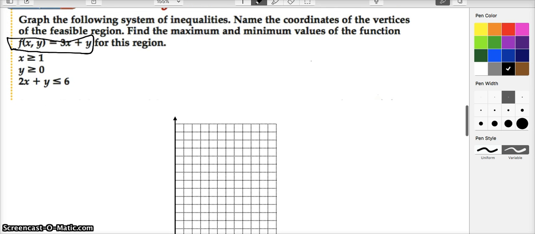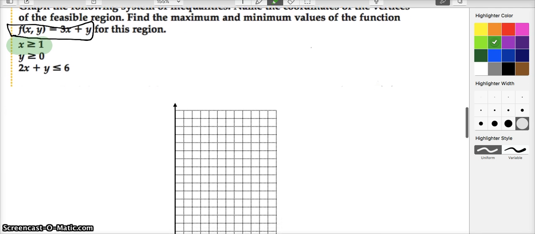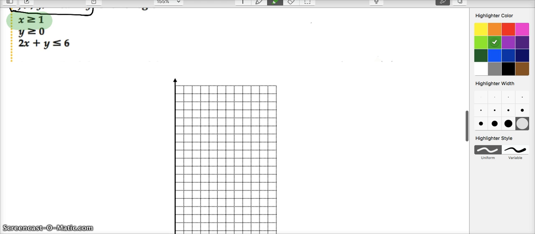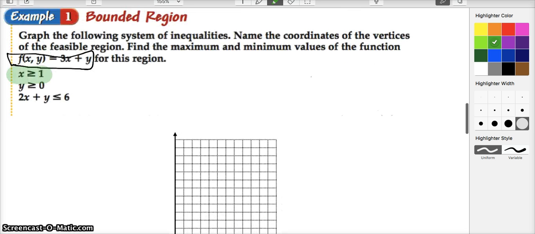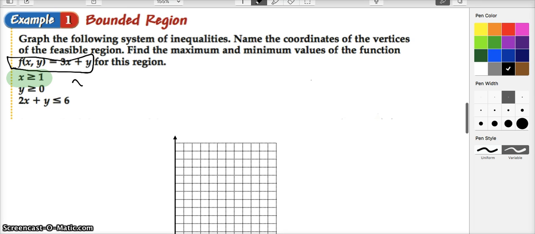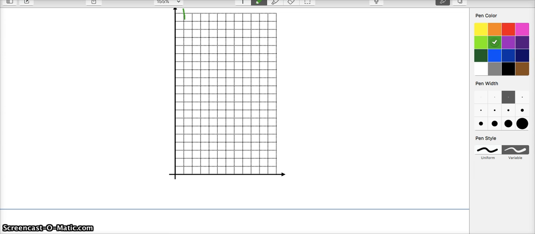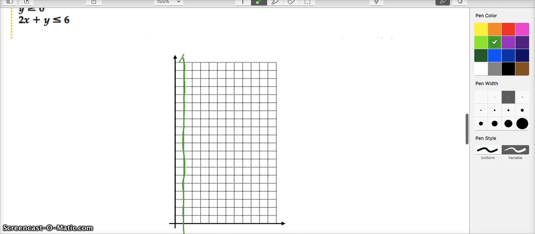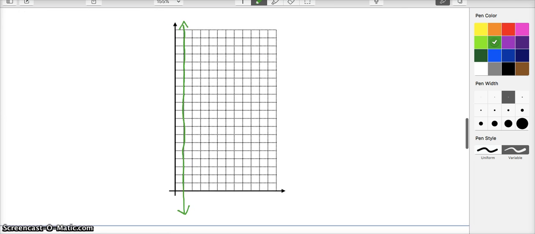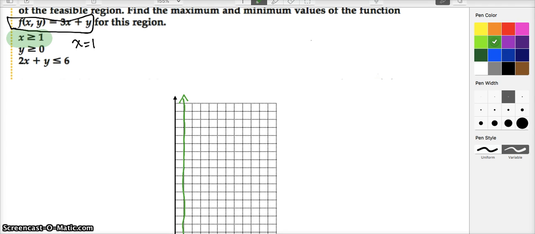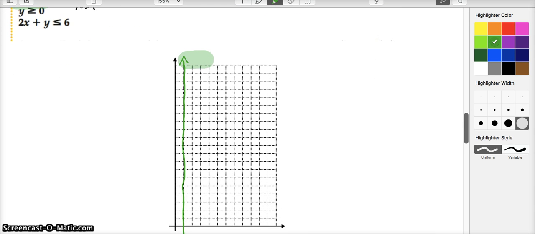So if we take the first equation, let's call this one green, and we're going to graph x is greater than or equal to 1, we know that the related equation would be x is equal to 1. So what I'll do is I'll first graph that. x is equal to 1. That's a vertical line that goes to the x-axis at 1, right? That's the graph of x is equal to 1. And since it's equal to or greater than, I know that it's a solid line, and I'm going to shade everything to the right, just like that.